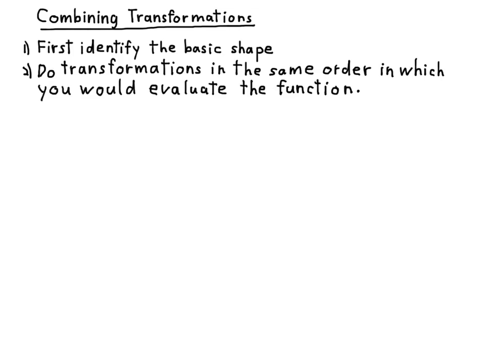Do the transformations in the same order in which you would evaluate a function. So in other words, you start from x and work your way out. Like if you plug in a number for x, you would start from the thing right next to it, the first thing you would do to the x, then the next thing, then the next thing, etc. Skipping over the one that gives its basic shape. So like if it's a square root basic shape, you would skip over the square root part when you're doing this.